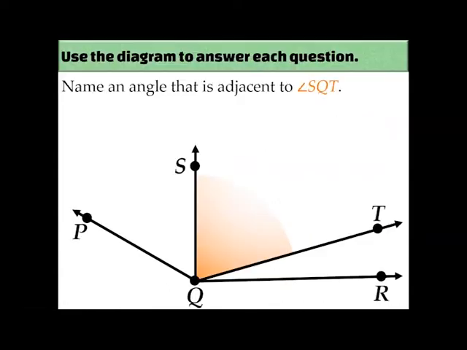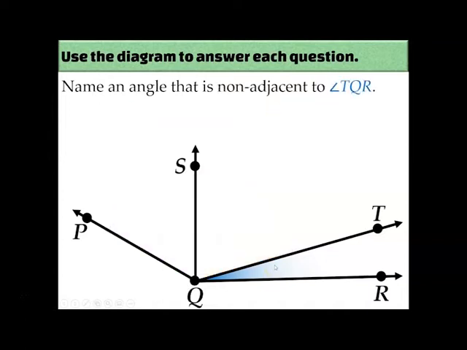Let's try an example. I want you to name an angle that is adjacent to angle SQT, which I have highlighted in orange. Do you see any? I actually see two. I see angle PQS. Those two angles, the orange one and the purple one, share ray QS as one of their sides. That makes them adjacent. And I also see that angle SQT is adjacent to angle TQR. The orange angle and the blue angle share side QT, therefore they're adjacent. They're next to each other.